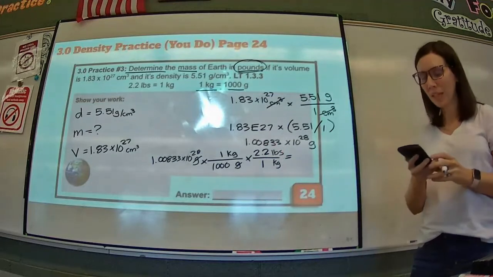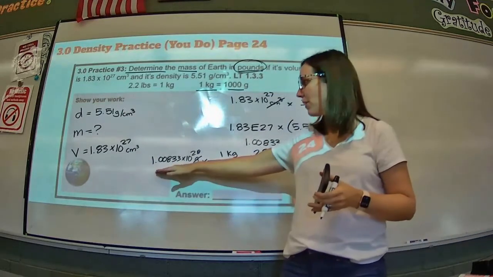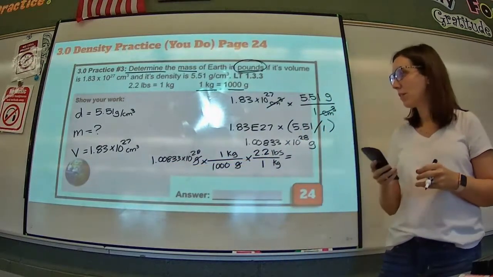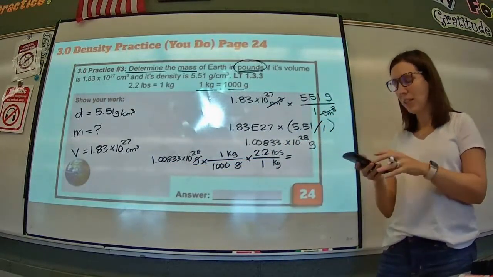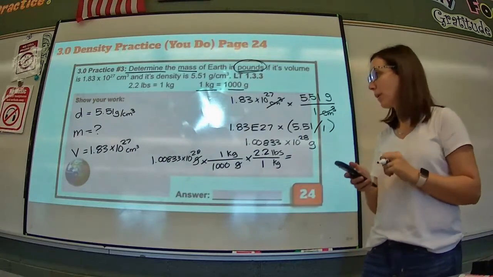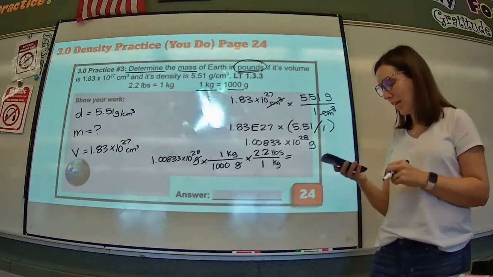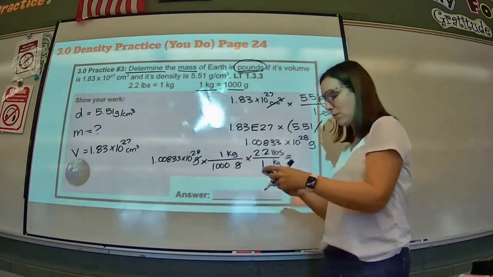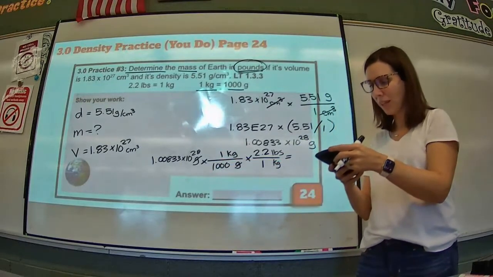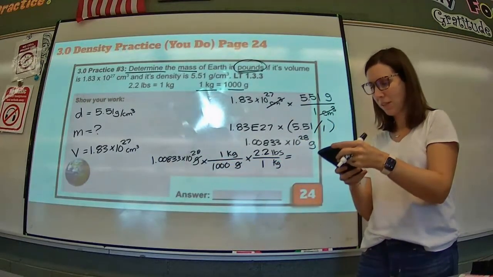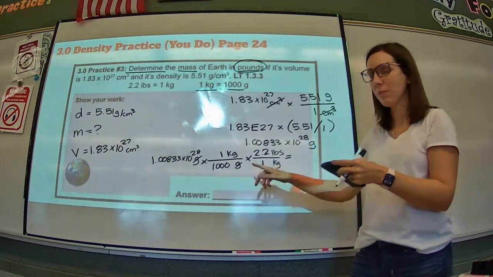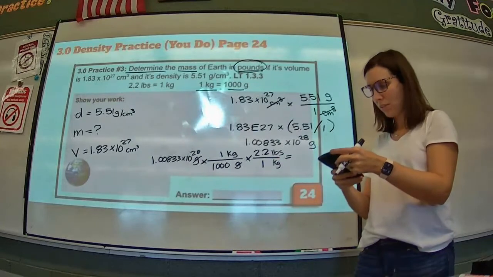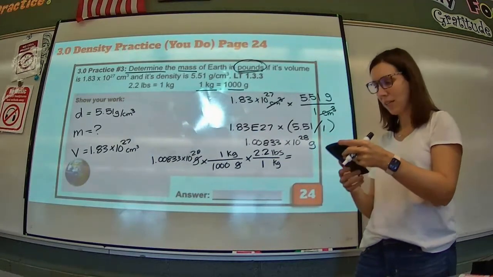So I'm going to type this into my calculator. So hopefully you have your answer in there from before saved. Otherwise, you're going to type 1.00833, and then you're going to hit second E to bring up that capital E, and then you're going to type 28. Then you're going to do times 1 divided by 1,000. So 1 divided by 1,000. And then we come to the next times symbol, so we're going to hit times again. And now we've got 2.2 divided by 1. And now we're going to hit enter.